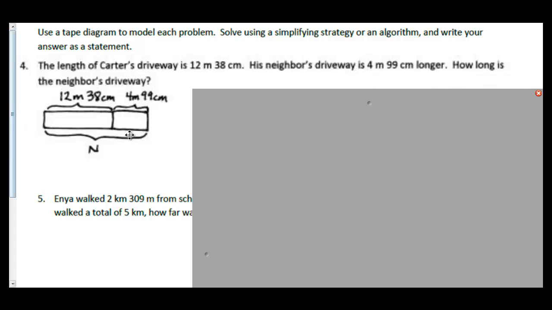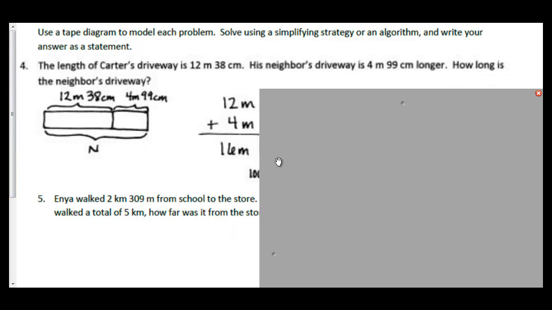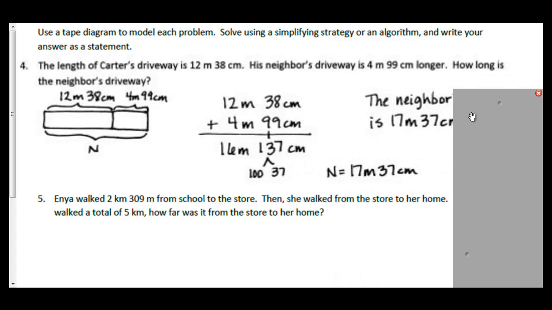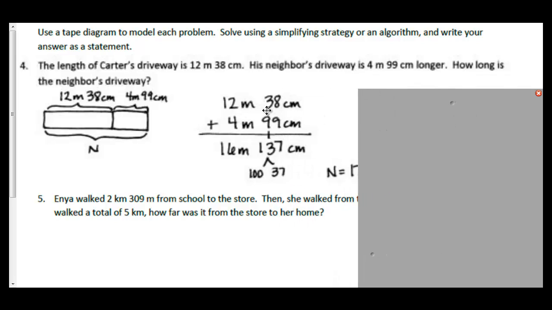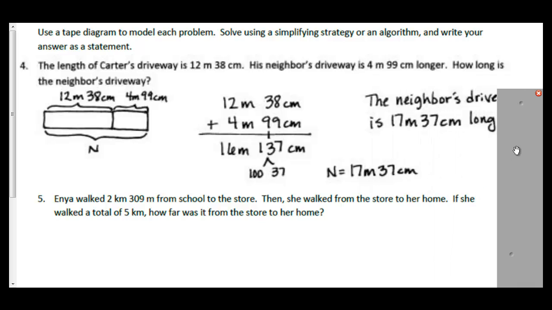So I can tell by looking at this tape diagram that if I want the whole, I'm going to have to use addition. So that's what I did here. I took 12 meters and 38 centimeters and 4 meters and 99 centimeters. And I want you to notice what I did here. This is called a number bond. I had 137 centimeters. So I separated out the 100 centimeters and the 37 centimeters because I knew 100 centimeters would equal 1 meter. So now I have that the neighbor's driveway was 17 meters and 37 centimeters.